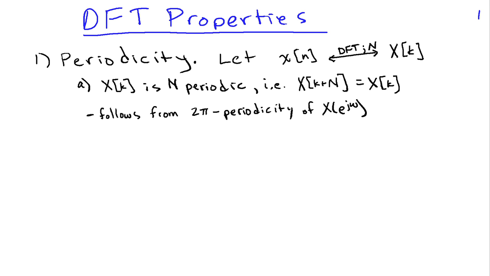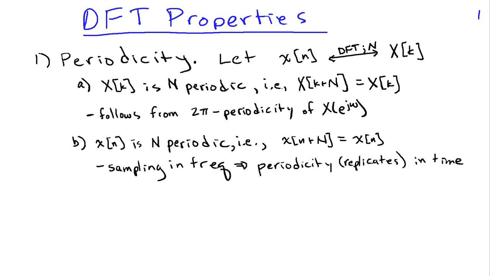So let's begin with the idea of periodicity. If I have x of n, and I take the N-point DFT of x of n to obtain X of k, it turns out that X of k is N periodic. That is, it satisfies X of k plus N is equal to X of k. And this is a consequence of the 2 pi periodicity of e to the j omega. Remember, we're taking N samples of the DTFT, e to the j omega, in the interval of 0 to 2 pi.